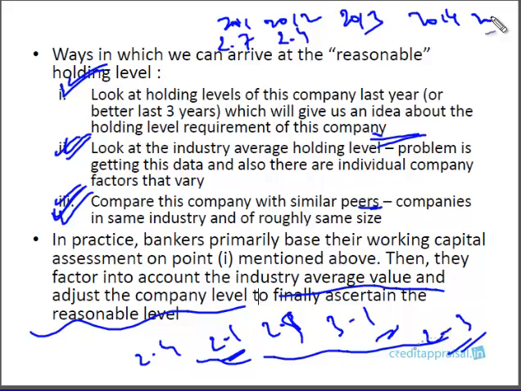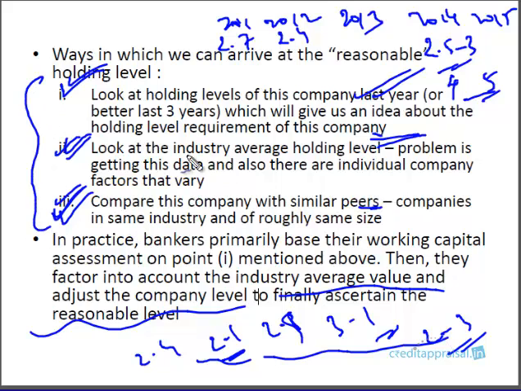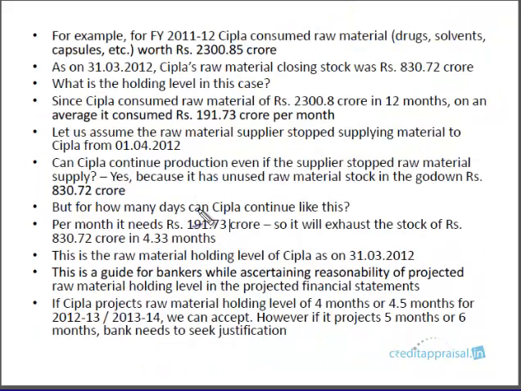So in the projections, when the company is applying for enhancement of limits, if they project anything around 2.5 to 3, that's all right, they will take it. This is reasonable. But if they start projecting 4, 4.5, then the bankers will be questioning. So this is how it is done in practice. It's a mixture of these three: they start with this, combine it with these two, and use their own judgment to arrive at a reasonable holding level.